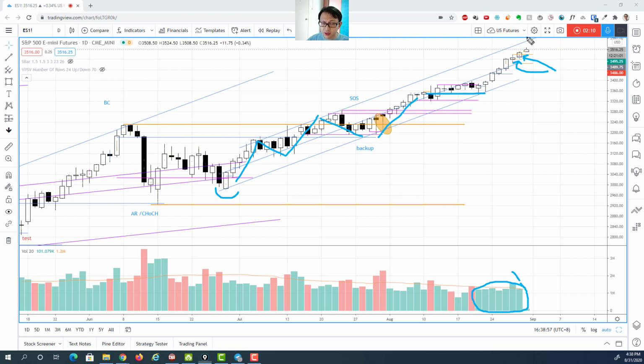So if we think this up channel is still in play, the next immediate resistance will probably be somewhere around 35.50, touching the overbought uptrend channel. Anyway, I will just give an overview for now, and I will give a little bit more elaboration in the later part of the video.